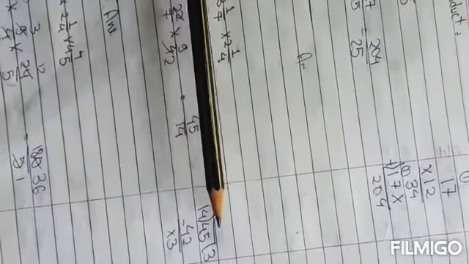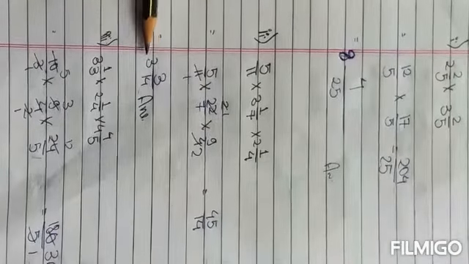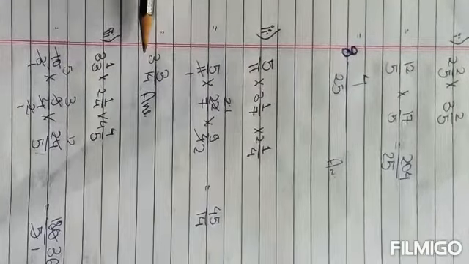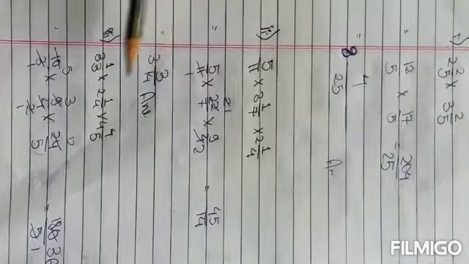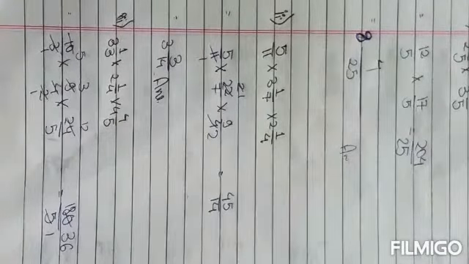After division, what will you get? You will get 3 as the quotient and remainder 3. So how do you write it? You write the quotient at the front and the remainder up. So you will get 3 3 by 14 as the answer. Like this you have to solve the whole of question number 2.